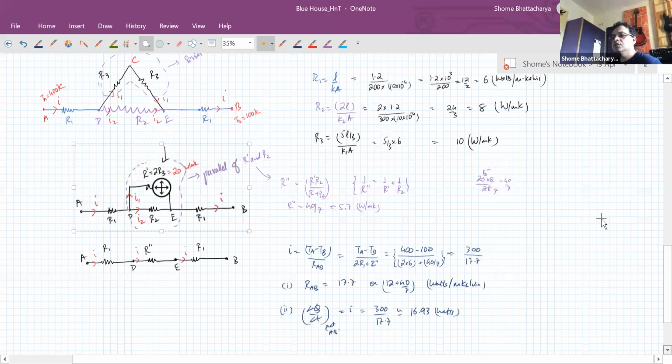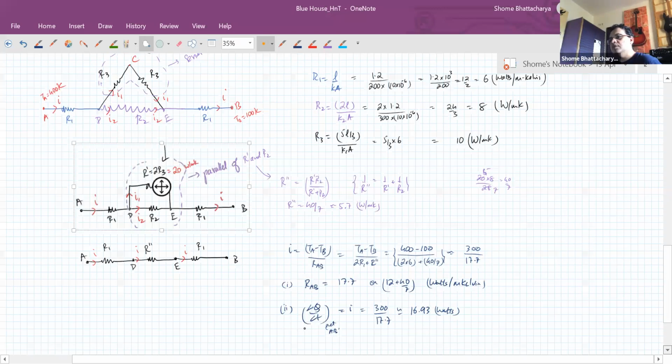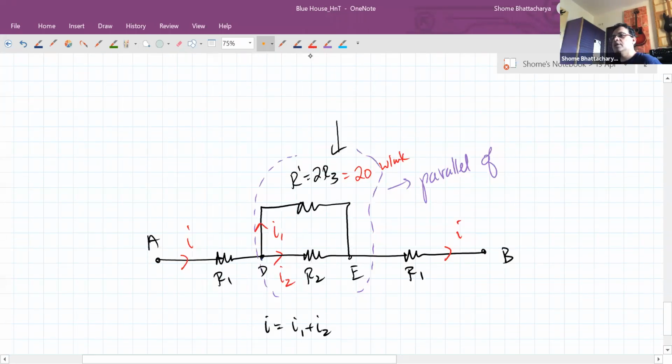In this diagram, your current I is equal to I1 plus I2. You can understand that by applying conservation of heat at the point D: the incoming heat I should be equal to the outgoing heat I1 plus I2. Or you can apply the same at the point E, where the incoming heat is I1 plus I2 and the outgoing heat is I. That's how we get this equation, and you can apply it at D or E, whichever of the two points. So this equation is clear now.